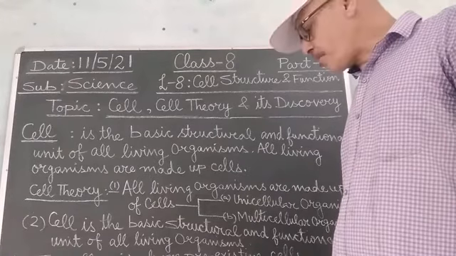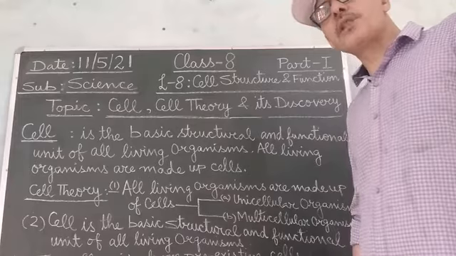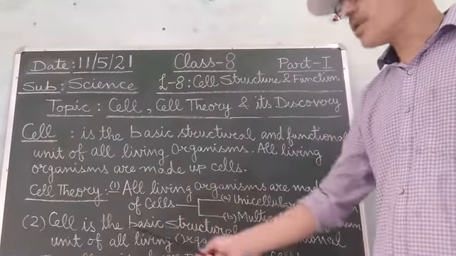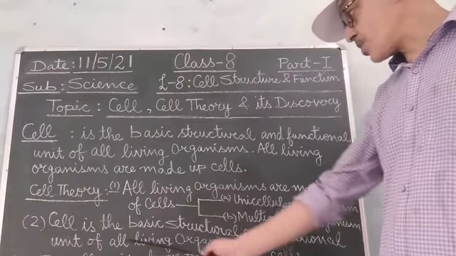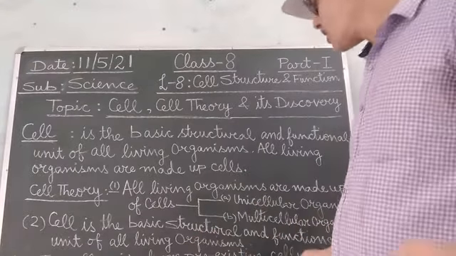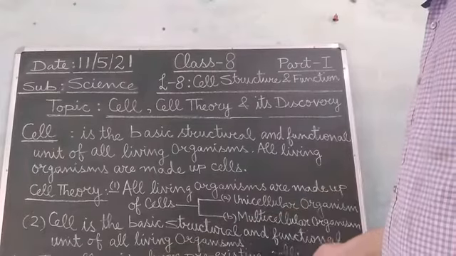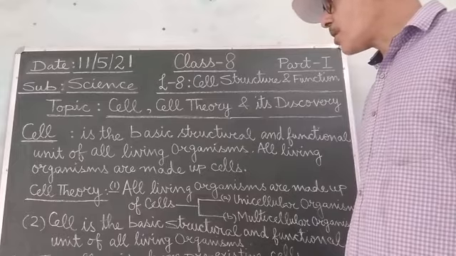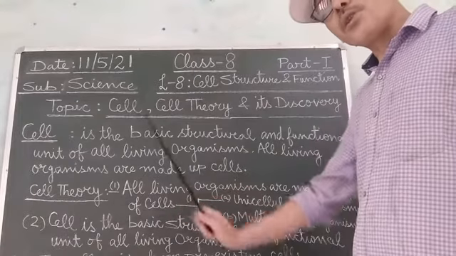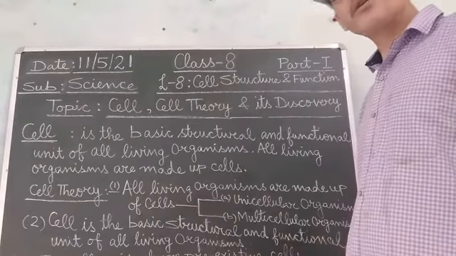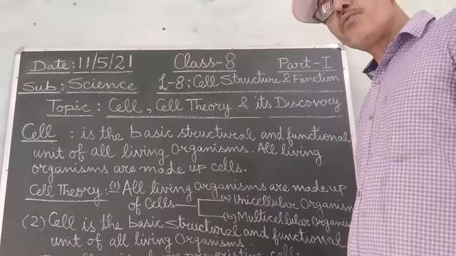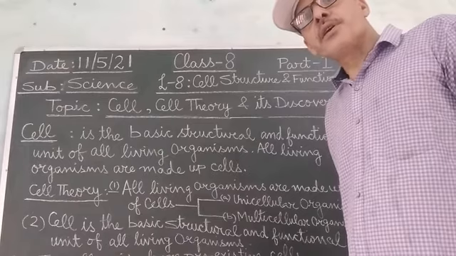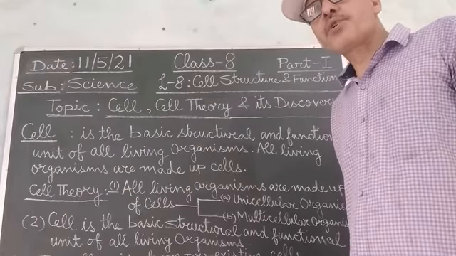Then the second point which they have postulated in the cell theory is that the cell is the basic structural and functional unit of all the living organisms. So this was the second point which they came to as a conclusion, or which they have given in the cell theory. Then the third point was the same which was proposed by Rudolf Virchow in the year 1855. And what was that point?